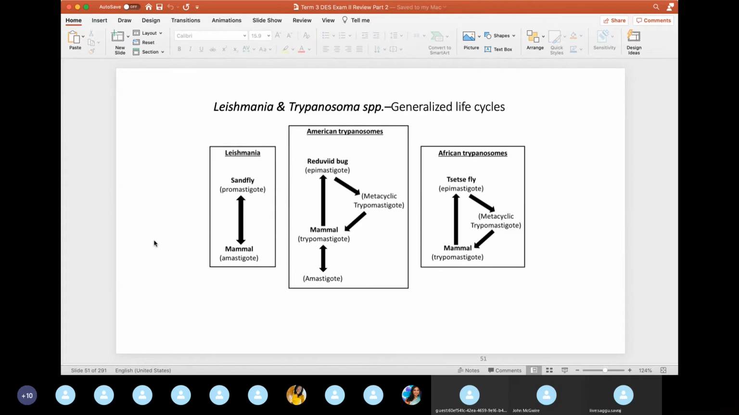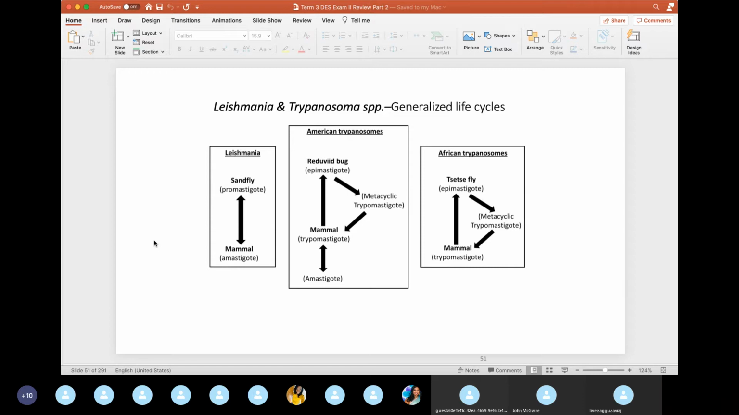Okay? Let's summarize this slide. Leishmania, what's the vector? Sandfly. Promastigote. It infects a mammal. The promastigote becomes what? Amastigote. American trypanosomes. What's the vector? Reduviid bug. Infective form, epimastigote. In the mammal, it becomes what?